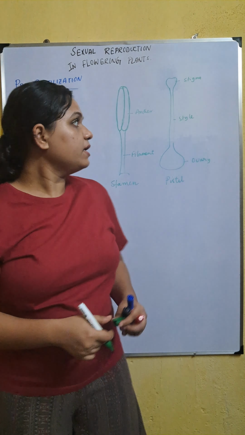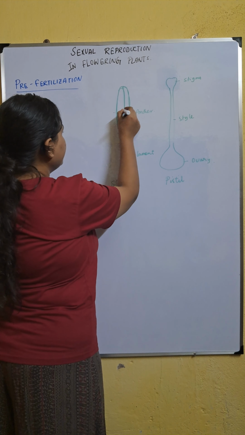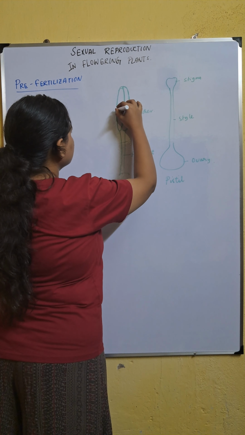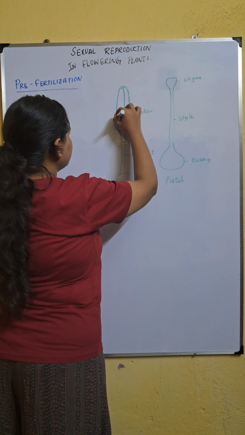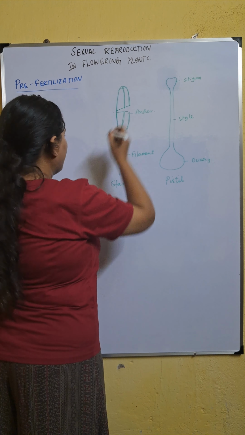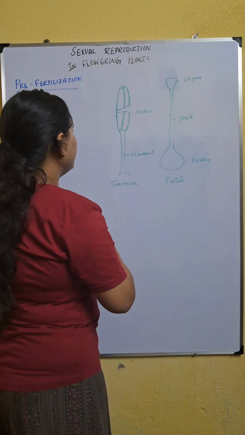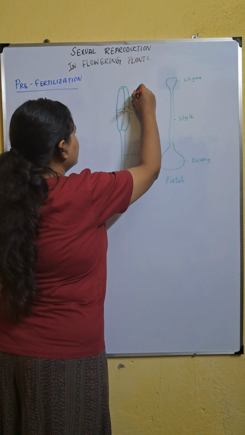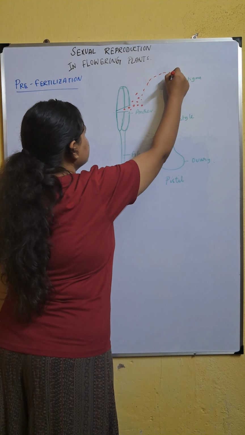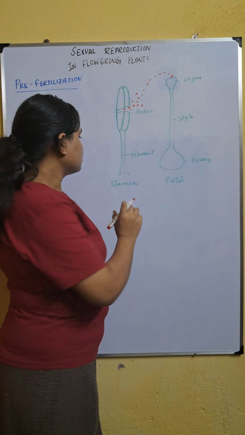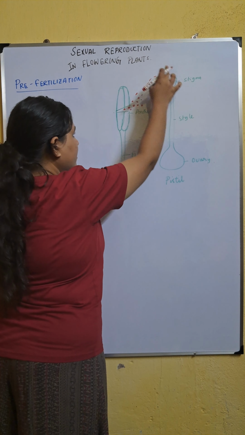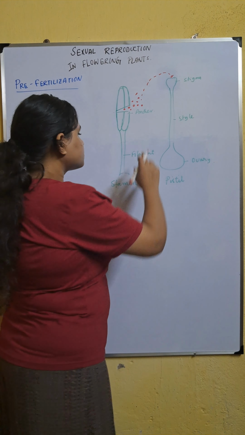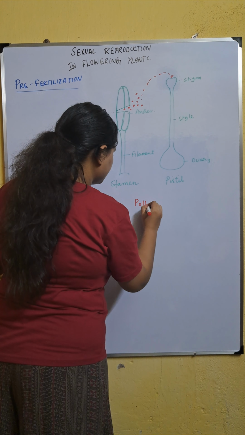gynoecium. So here you can see this is an anther. When it dehisces, it looks like that. For example, if this is a dehisced anther, it looks like that. And what happens? The pollen grains come out to the air. So it goes to the stigma of the pistil. So this stamen has pollen grains which will go to the stigma of the pistil. Now this is the process of pollination.